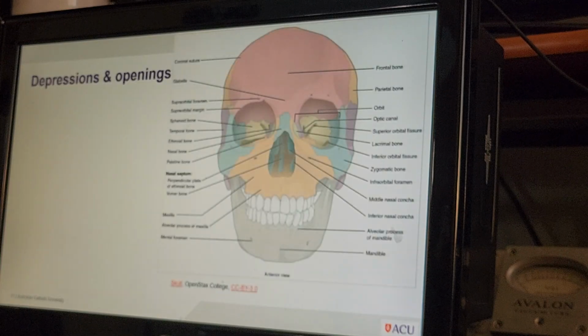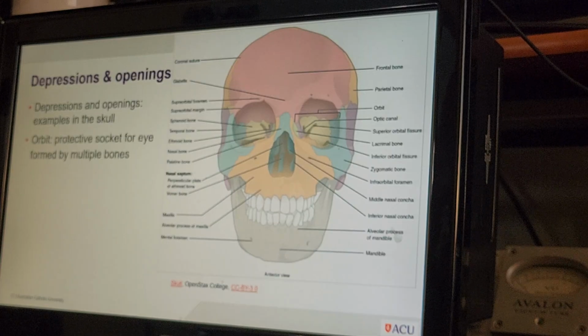Whilst we don't have all of them on the figure of the skull, we've got quite a few of them that we can have a look at. Firstly, we've got a great big depression in the skull that we can see by the orbit. This is a protective socket for the eye, and this is formed by the joining of multiple bones. Another type of depression or opening is called a foramen, which is a hole through the bone. We can see the mental foramen at the base of the mandible there.